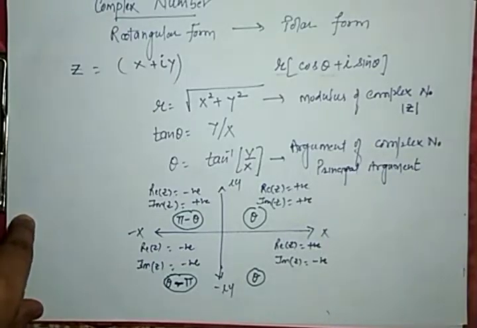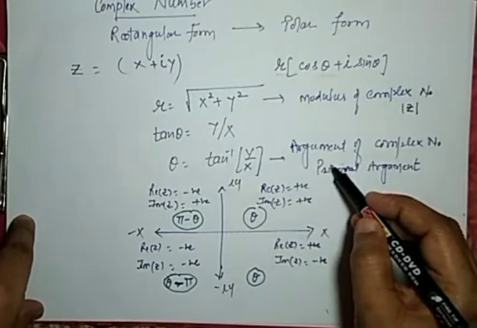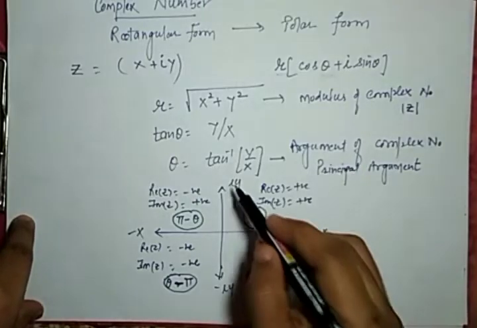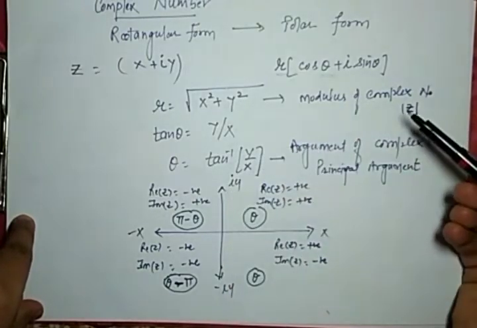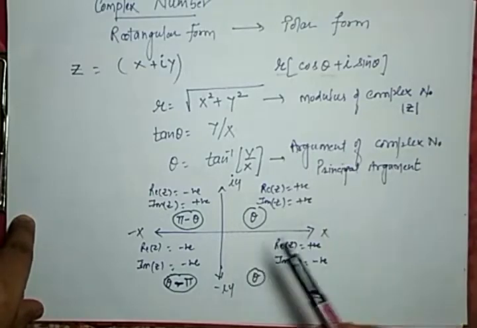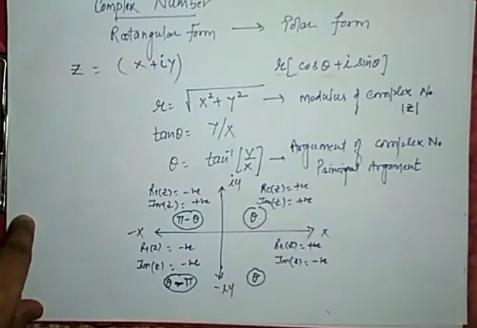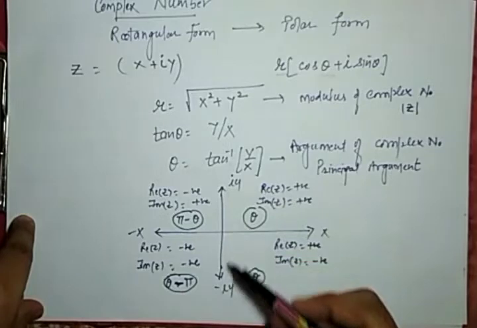Already we have discussed that theta can have infinite values differing by a value of 2 pi. So what is the principal argument? That will be a unique value. Before we proceed further to solve the questions, let us draw the Argand diagram. Here we have simply drawn the Argand diagram.